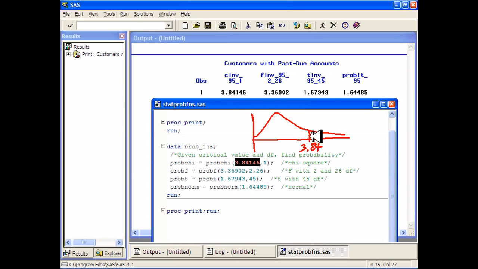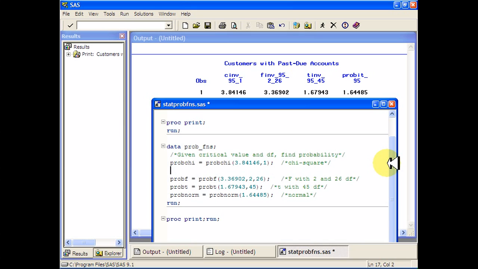Now I want to find out what my p-value is. Well, the PROBCHI function will give you this area to the left of this critical value. So 1 minus this will be your p-value. So if I want to say my p-value for this test that I just ran is going to be 1 minus PROBCHI, of the variable that I just created above.